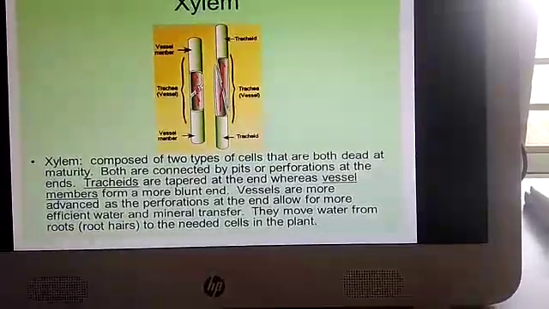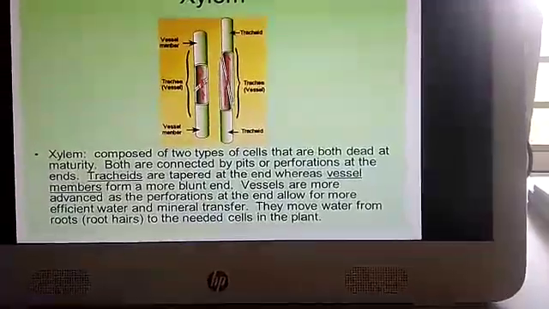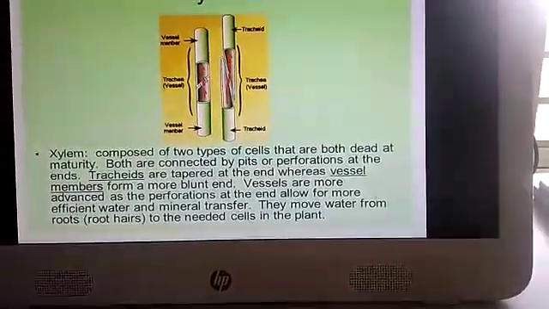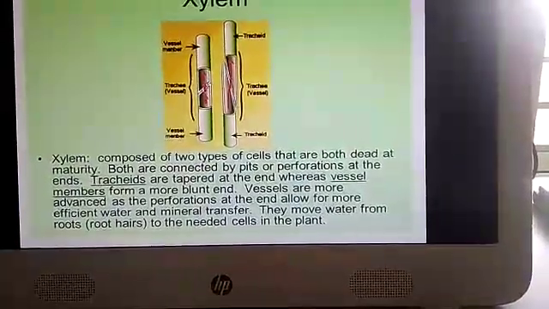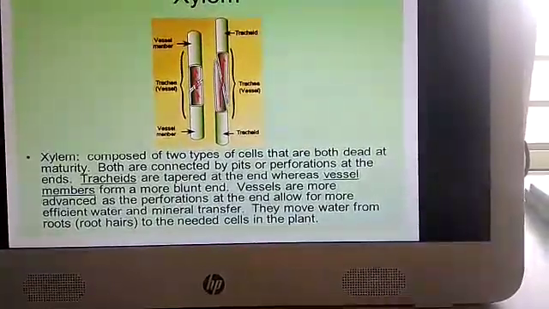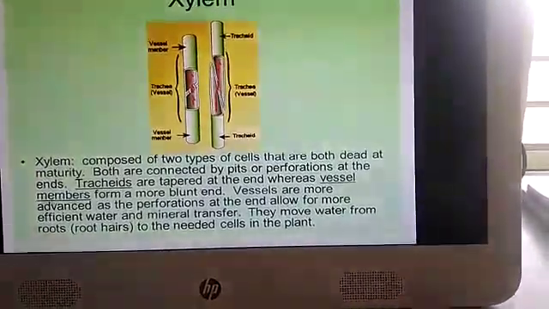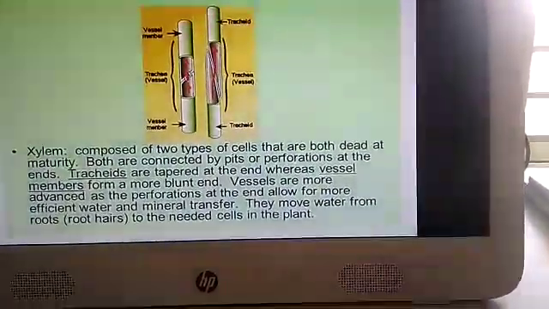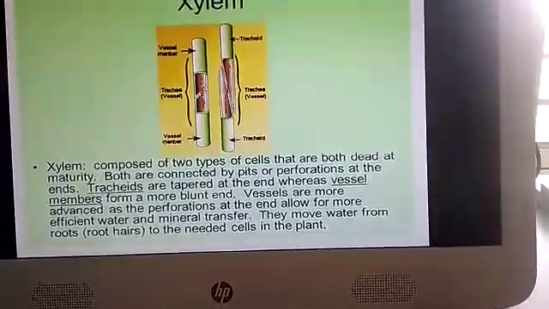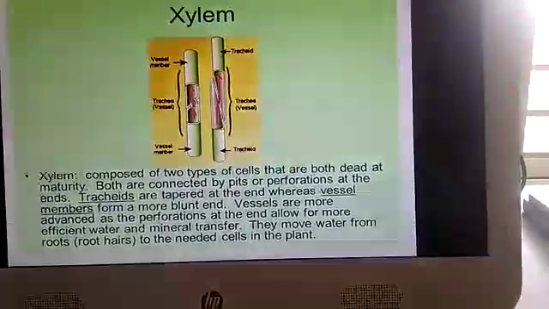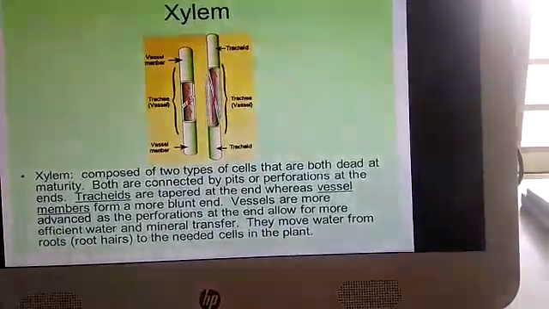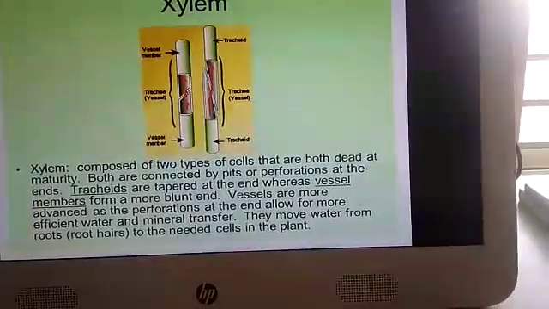Vessels are more advanced, as a perforation at the end allows for more efficient water and mineral transfer. So why were they perforated? Because to transfer water and minerals. They move water from the roots, that is root hair, to the needed cells in the plant. That means these vessels move water and minerals from roots to the needed cells in the plant. This is the structure and function of xylem. See the tracheal vessels and how the tracheid and vessel members are perforated.